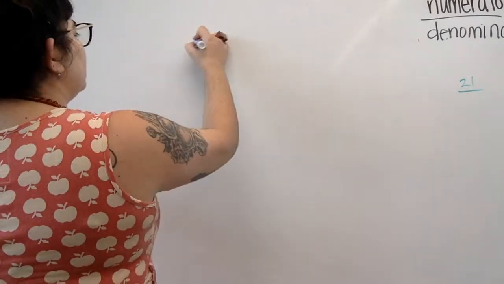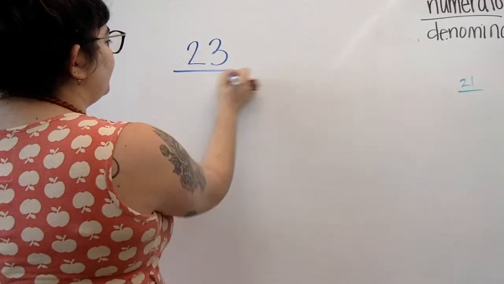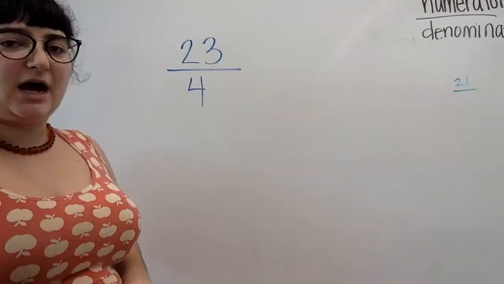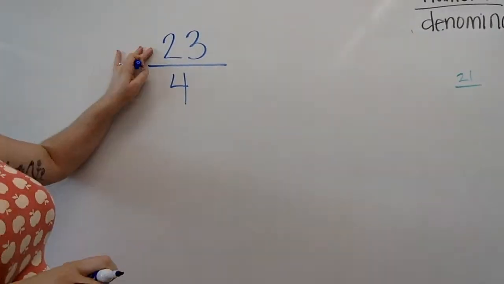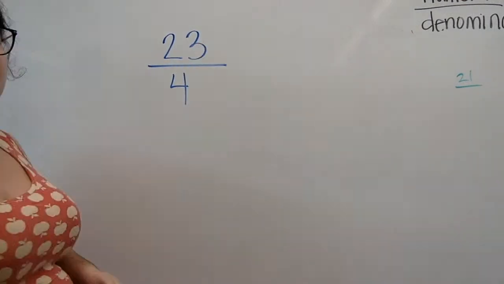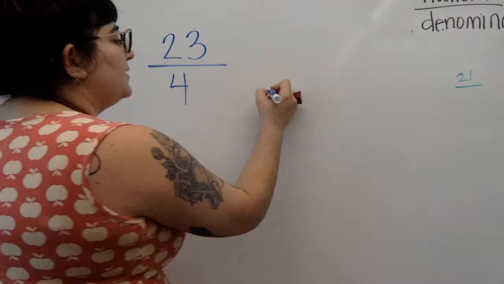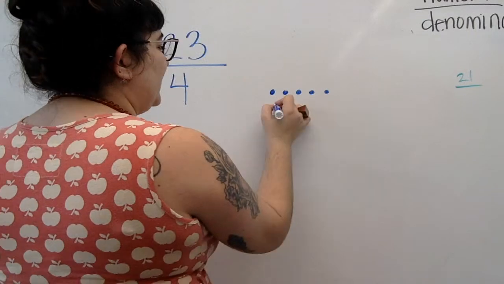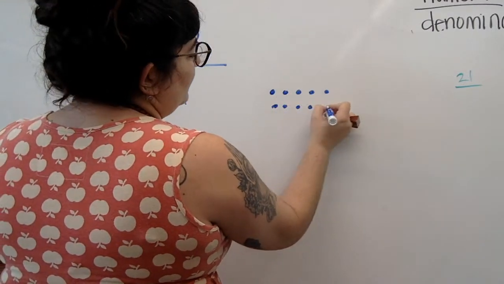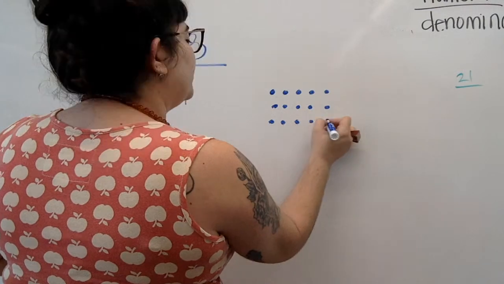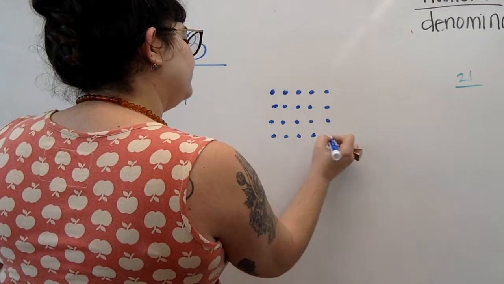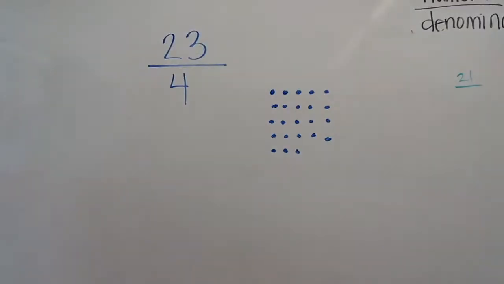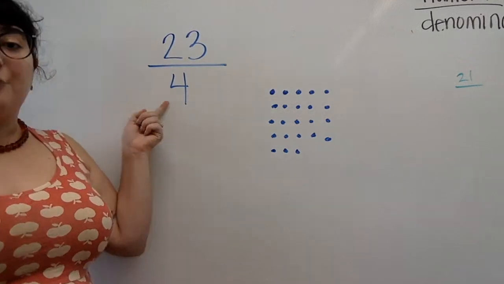Let's use 23 over 4. Well, that first strategy I showed us is, let's draw out 23 pieces. Okay, so go ahead and count with me. I'm going to go by 5s just because that's going to be easier for me. I want to see how many groups of 4 I can make.